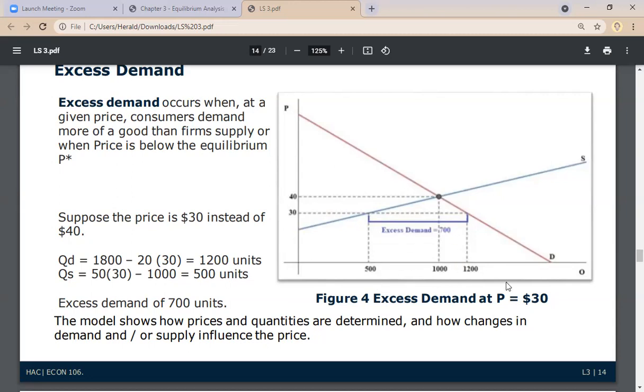To address this predicament, what will happen is, again, market forces would always move it back to the equilibrium by increasing the price to 40.